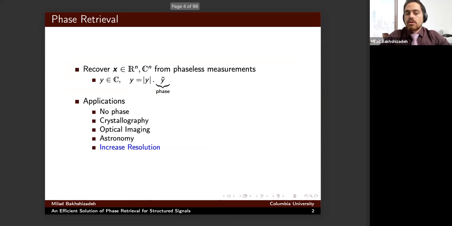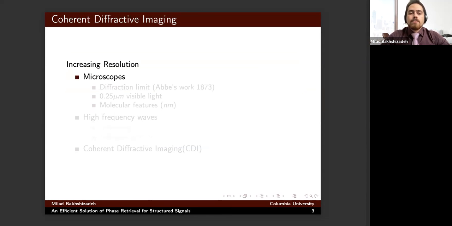It appears in crystallography, in optical imaging, in astronomy, and increase of resolution, which I'm gonna describe, the last example, in more detail in this slide. So it's quite usual to use microscopes to increase the resolution of our images. However, there is a fundamental limit for such increase known as diffraction limit. And this limit is proportional to the wavelength of the wave that we use for illumination. Such a limit for visible light is around a quarter of a micrometer, which means we are not able to capture molecular features, which are of the order of nanometers.